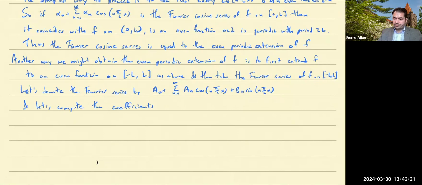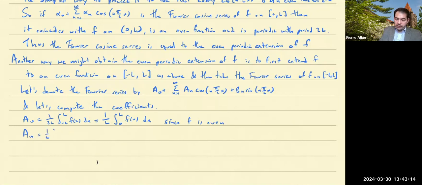So let's compute the coefficients. First, a0 would be 1 over 2L times the integral from minus L to L of f of x dx. But we're computing the Fourier series of our extended f on minus L to L, and we extended it to an even function. So because this is an even function, I can write this as 1 over L times the integral from 0 to L of f of x dx. Because we saw that if you have an even function and you're integrating it from minus L to L, that is the same as twice the integral from 0 to L. So that's since f is even.